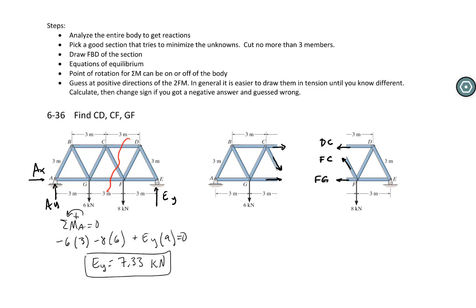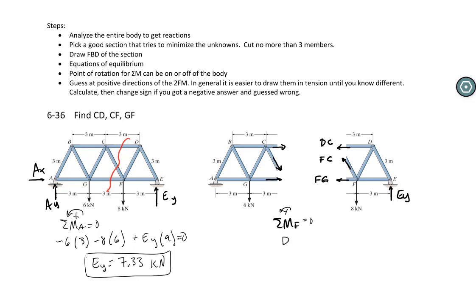Okay. Now we can, again, do more than one approach here, but I am going to sum the moments about point F and see if I can solve for DC. The reason point F is a good choice is because FG goes through F, the 8 goes through F, FC goes through F. The only force I have left is EY. So let's sum moments about F equals 0.